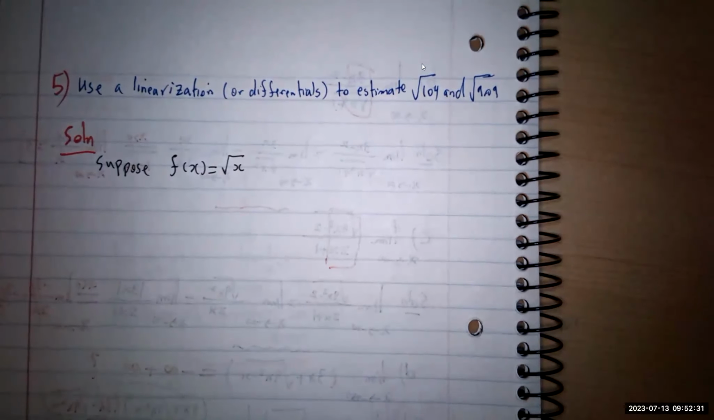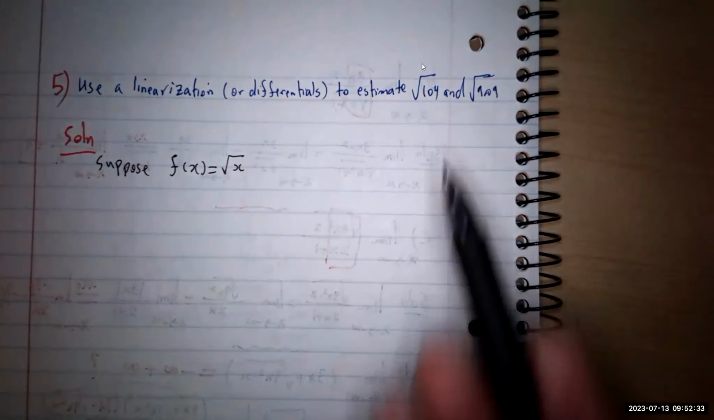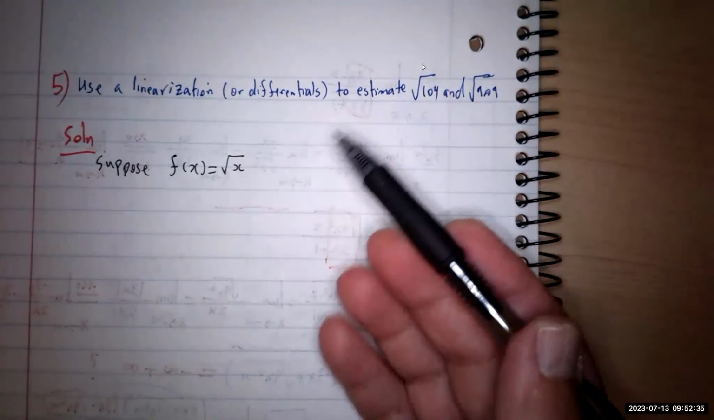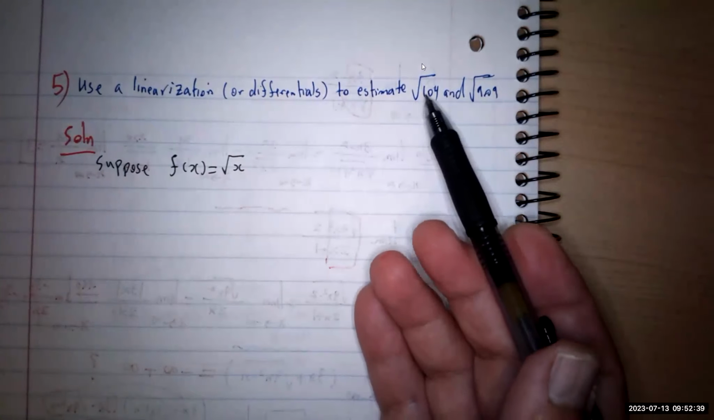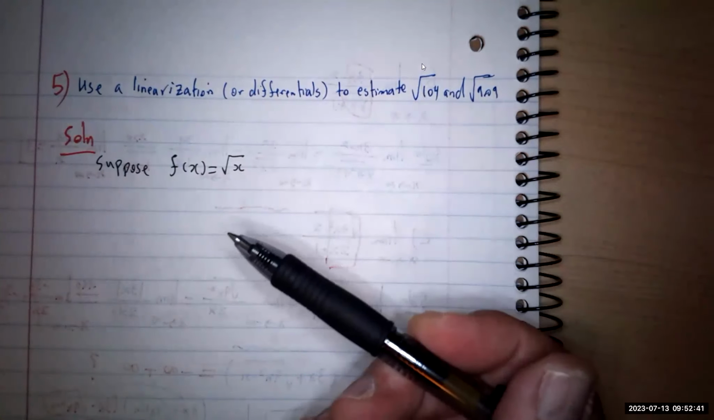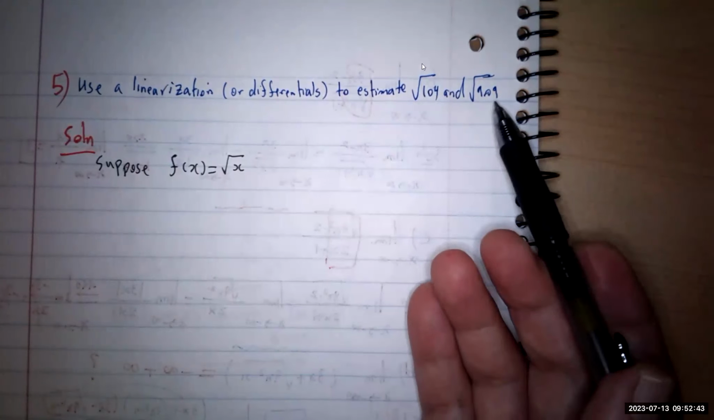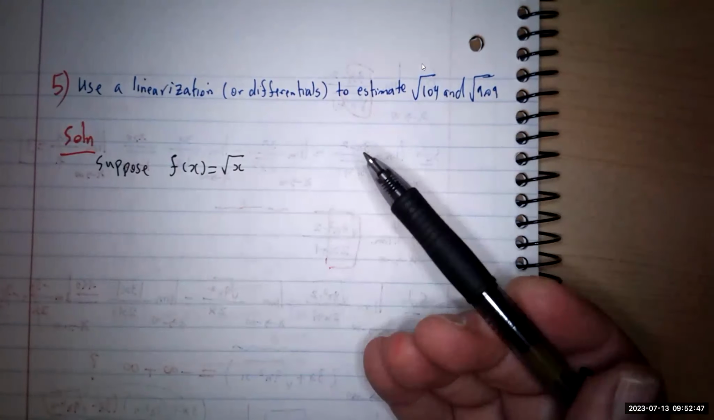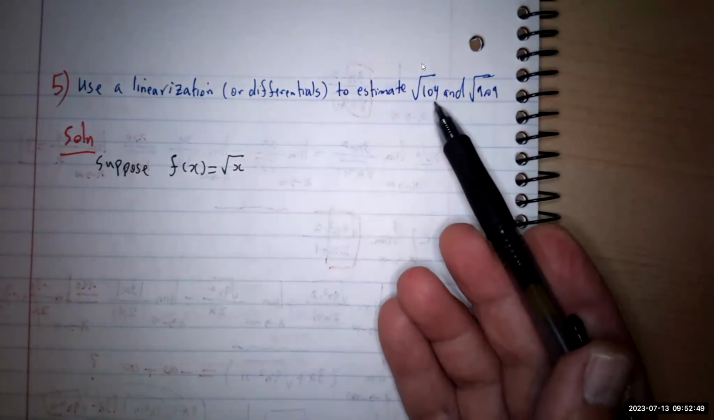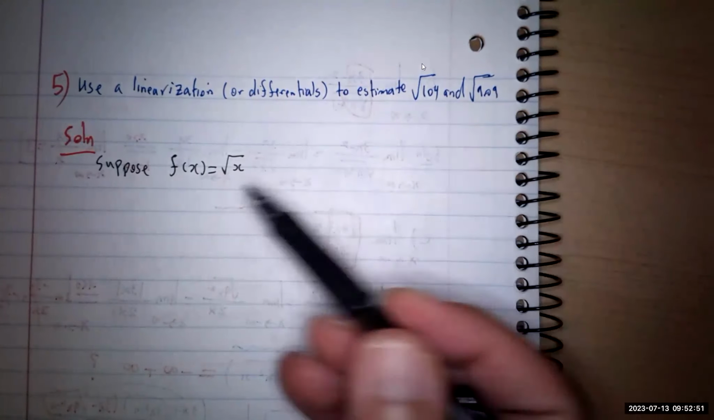Then you need a point of estimation to estimate this value. You have to pick something which is close to the 104, and it must be a perfect square. If you want to do this one, you have to pick something close to the 909 and a perfect square. Let's try this one. So I'm going to try the radical.